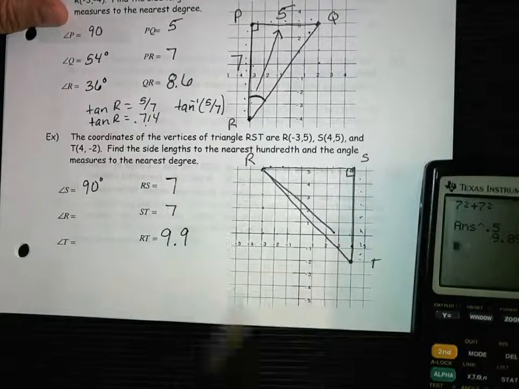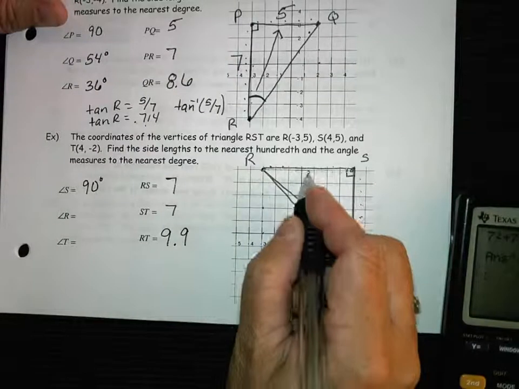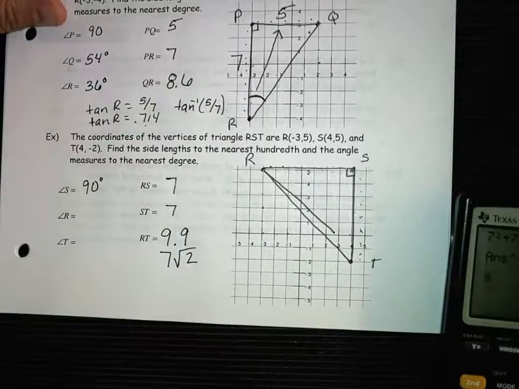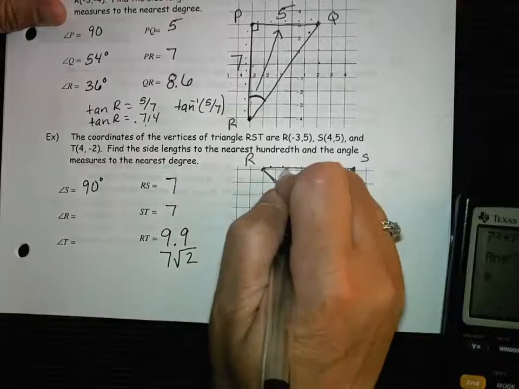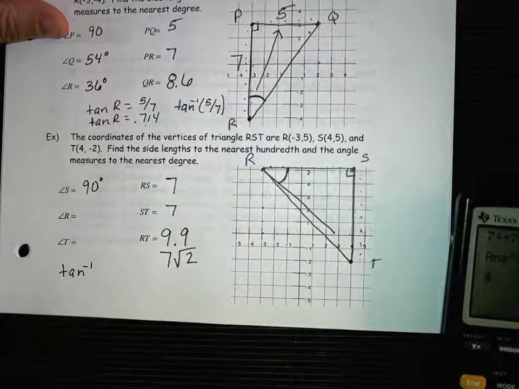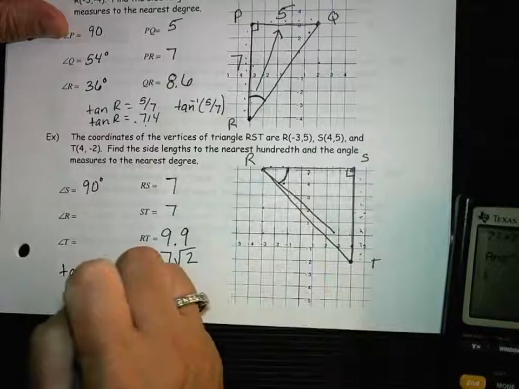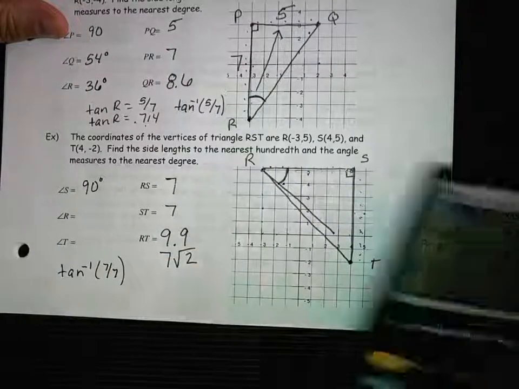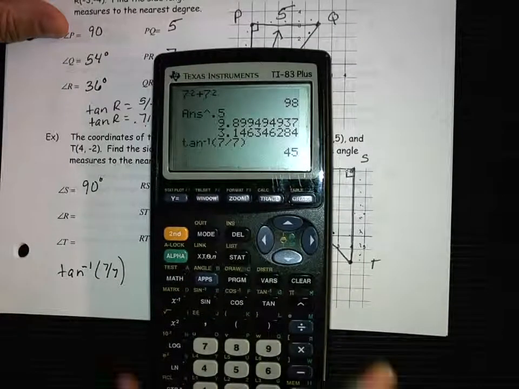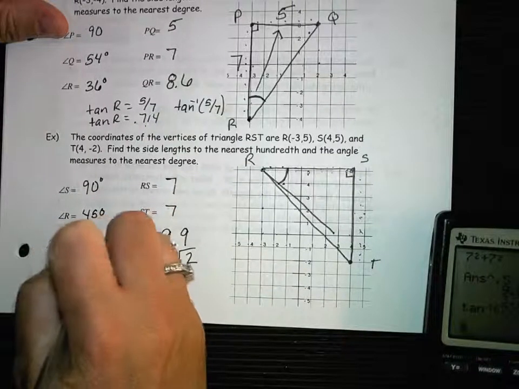Some of you might recognize that as a special right triangle, and the ratio of the sides is 1, 1, square root of 2. So that could also be 7 square root of 2. And to find this angle measure, we would do the inverse tangent. Tangent is opposite over adjacent, so 7 over 7. And if you do the inverse tangent, 7 divided by 7, that is a 45-degree angle, which makes angle T a 45-degree angle.